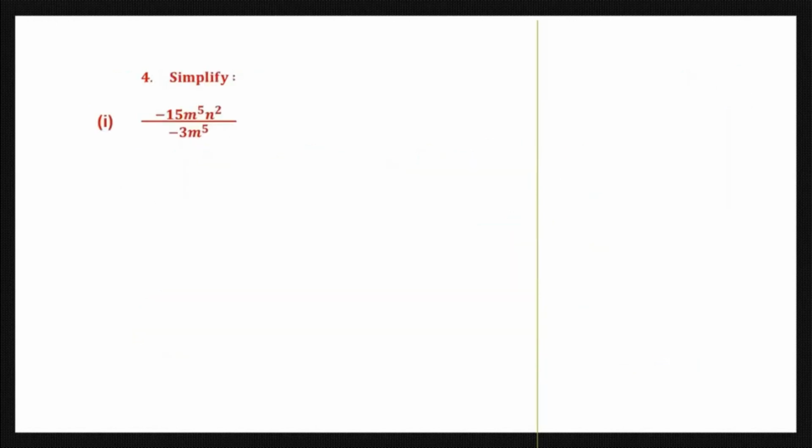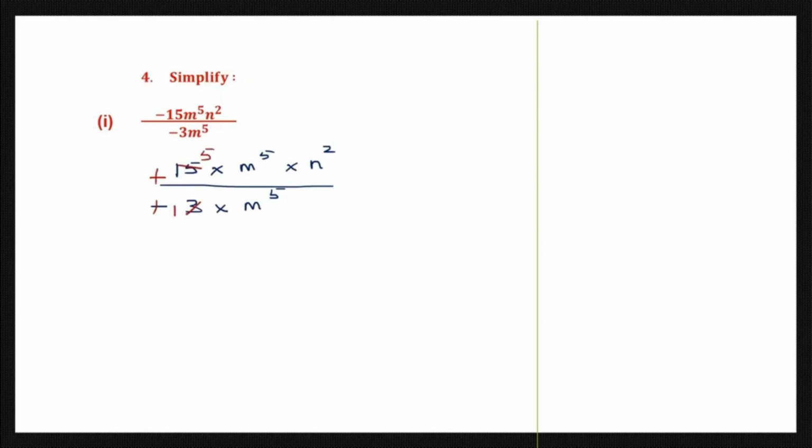Next question, simplify. So here let's write down minus 15 into m to the power of 5 into n to the power of 2 divided by minus 3 into m to the power of 5. So let's cancel the numbers and the signs. So minus into minus makes it plus. Now 3 5s are 15 and this is 1 here.